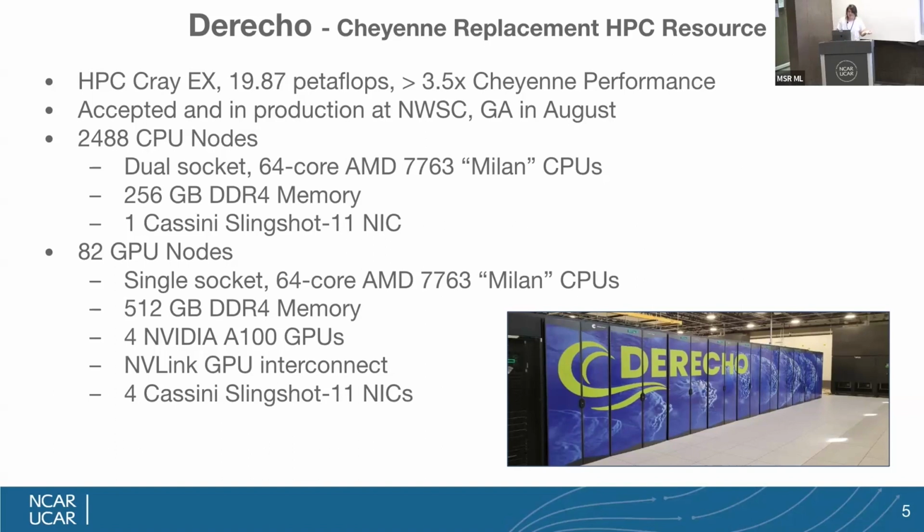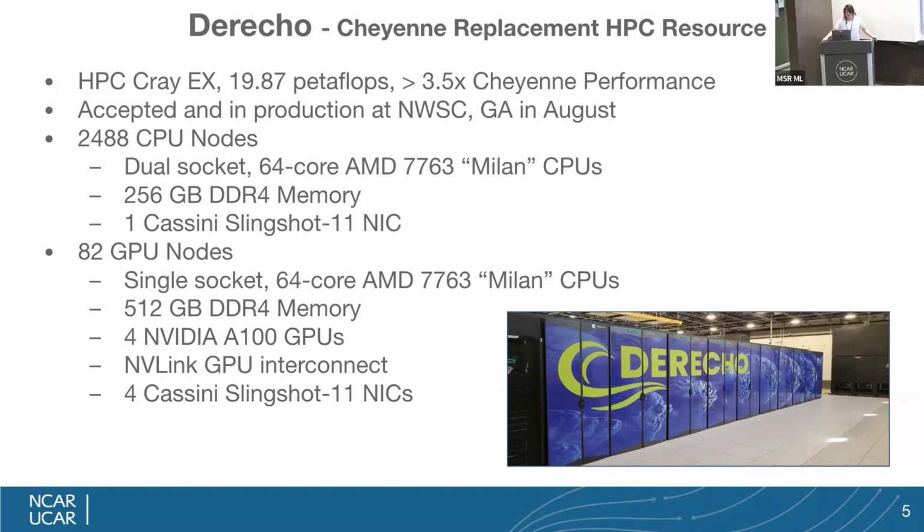It was accepted and put in production at NWSC in August. It has 2,488 CPU nodes, which is actually less than what we had on Cheyenne. That's because we're loading it up with massive dual socket 64 core AMD CPUs, so you get 128 cores per node now. It's pretty massive, about 3.5x the Cheyenne performance.